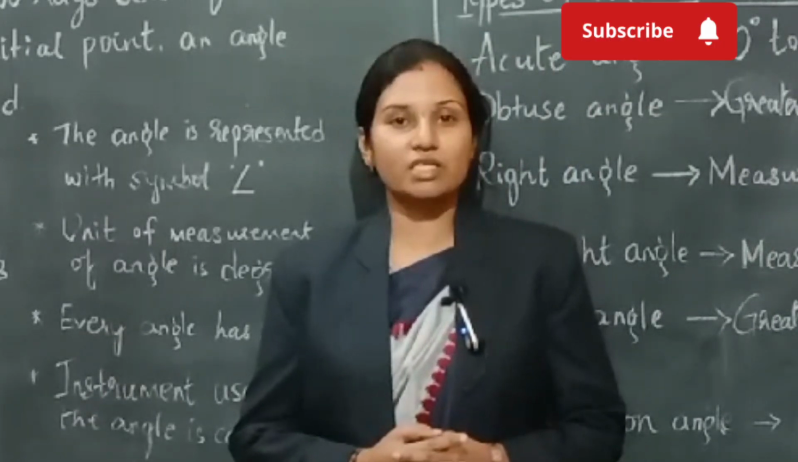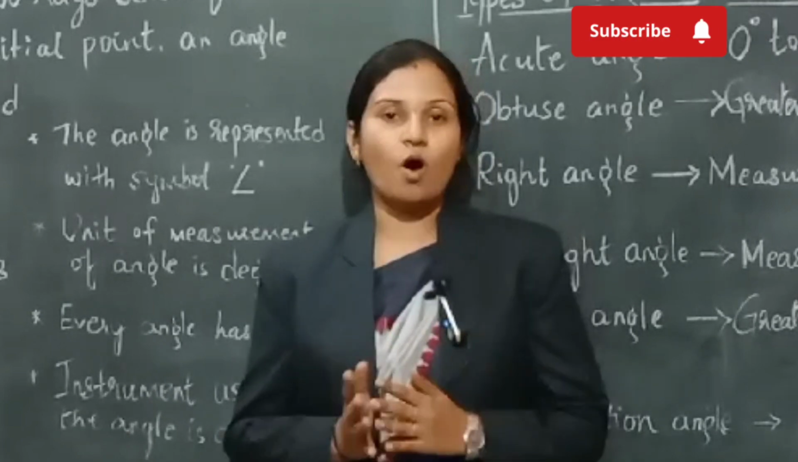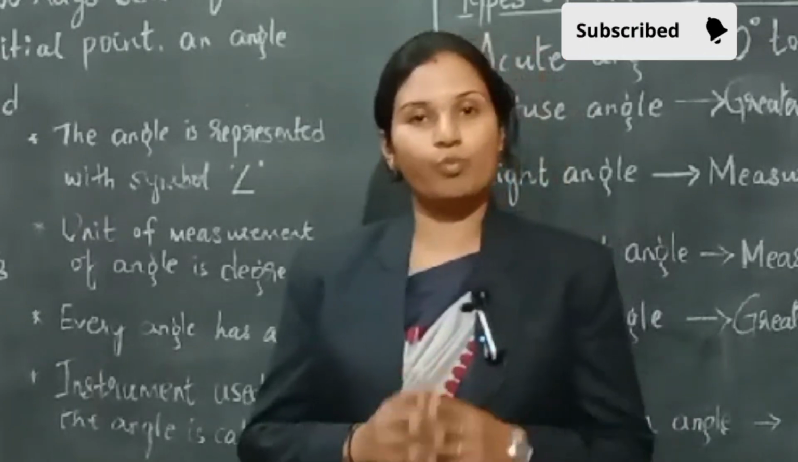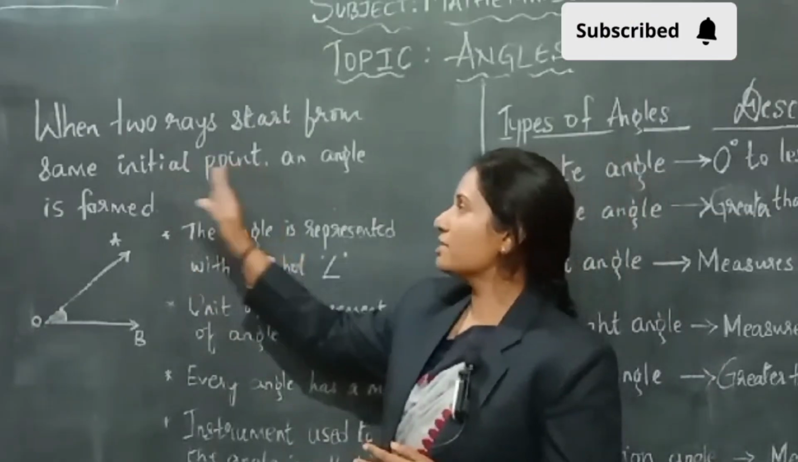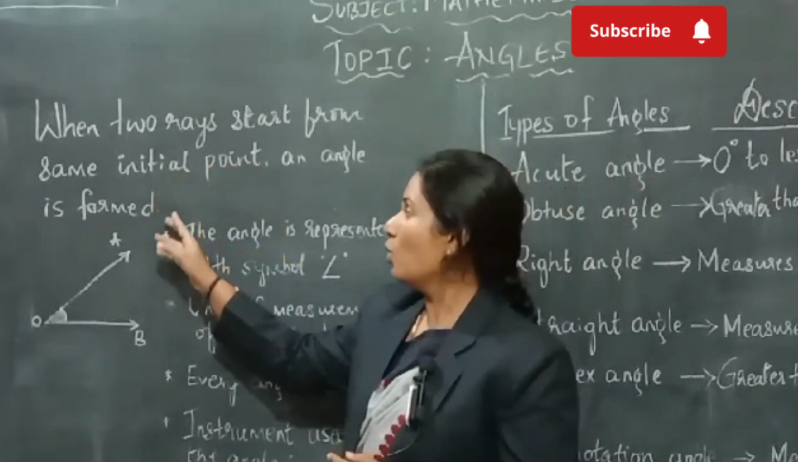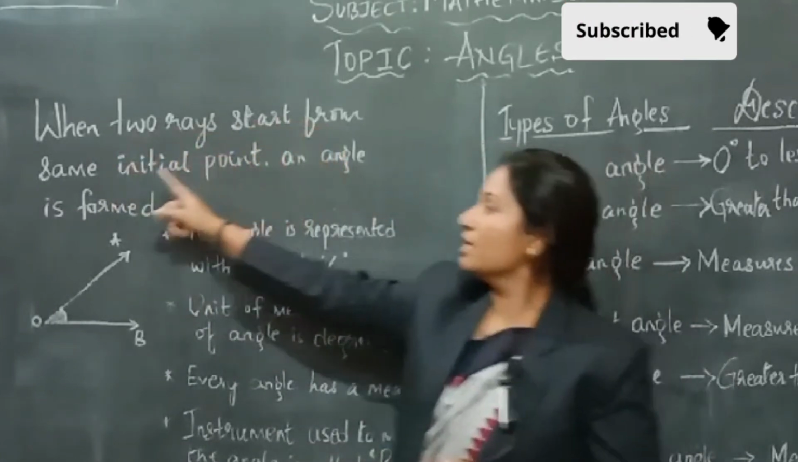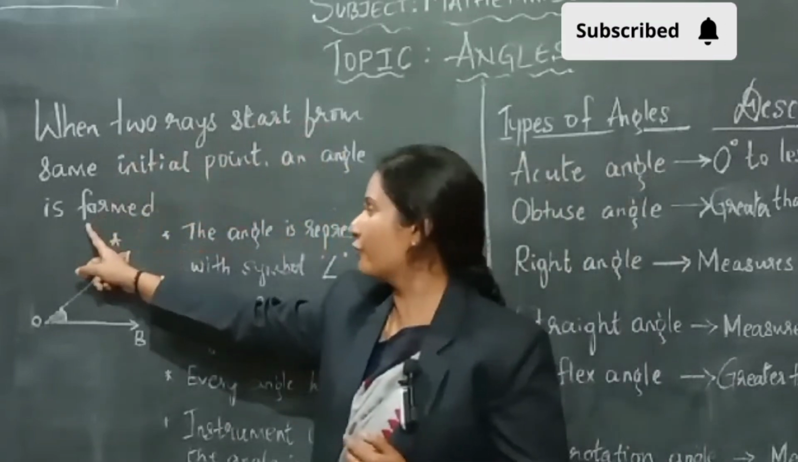Today I am going to discuss the topic angles. What is an angle? An angle is formed when two rays start from a same initial point. What is the meaning of initial point? Initial point means a common point. So, how is the angle formed? When two rays start from the same initial point, that is a common point, an angle is formed.